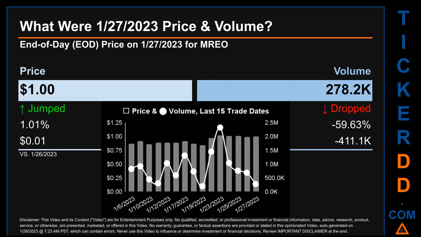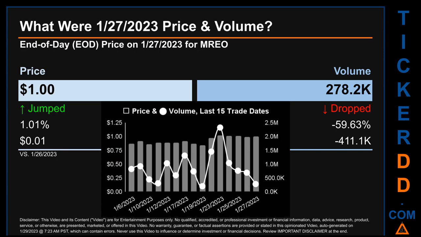What was end-of-day price and volume for MREO? On Friday, January 27, 2023, MREO had an end-of-day price of $1 and volume of about 278.2 thousand. Compared to the previous trading day, the price jumped 1.01%, gaining 1 cent, while volume dropped 59.63%, decreasing about 411.1 thousand.